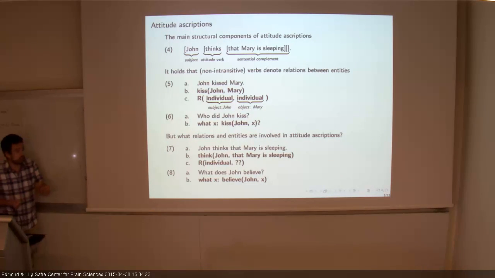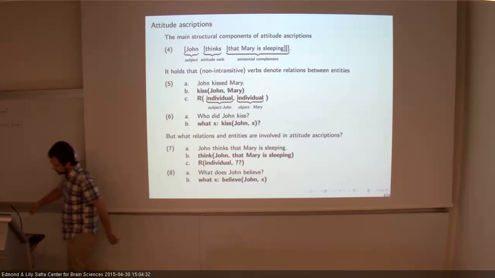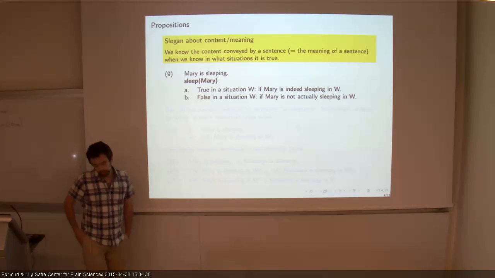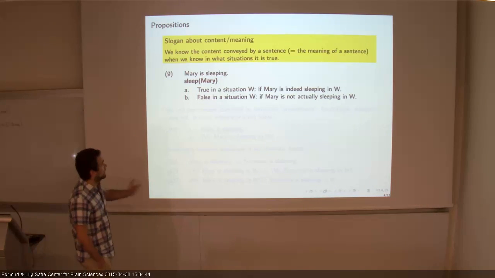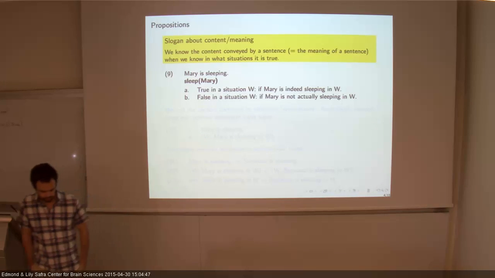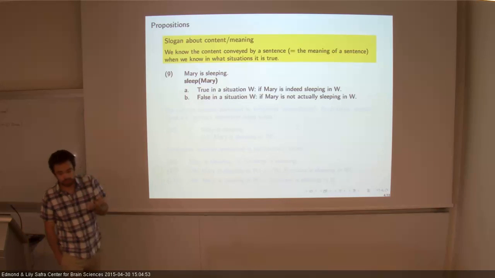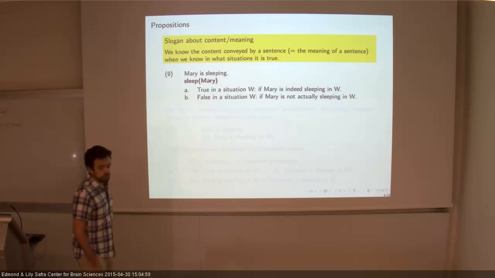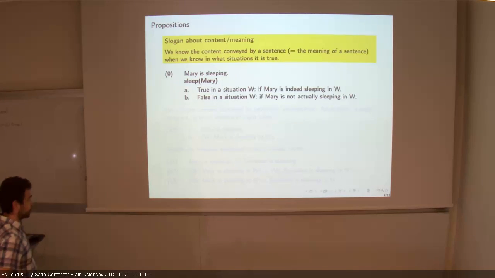Specifically, what does this object, that Mary is sleeping, the sentence, pick out? The standard slogan that you hear in practically every course on language or on mind or on whatever other topic related to this, is that we know the meaning of a sentence, or the content conveyed by a sentence, once we know in what situations the sentence is true. This is how I want to characterize meaning.